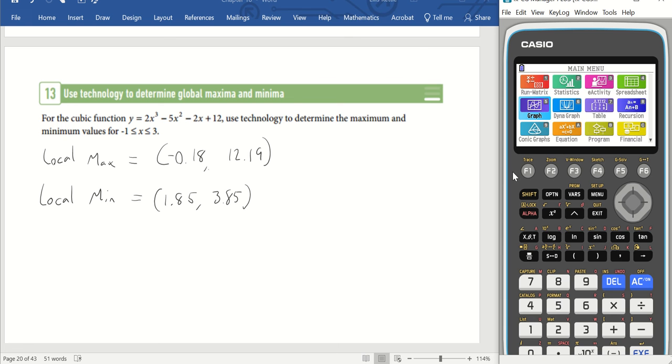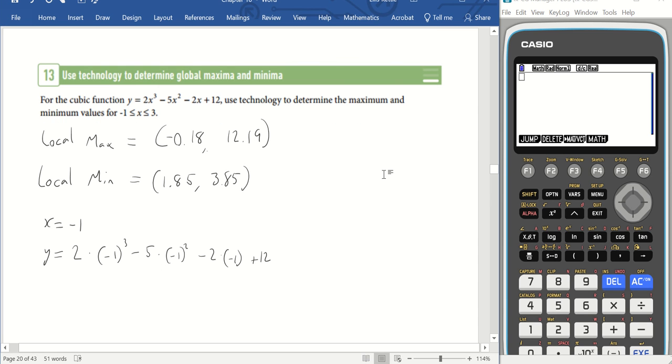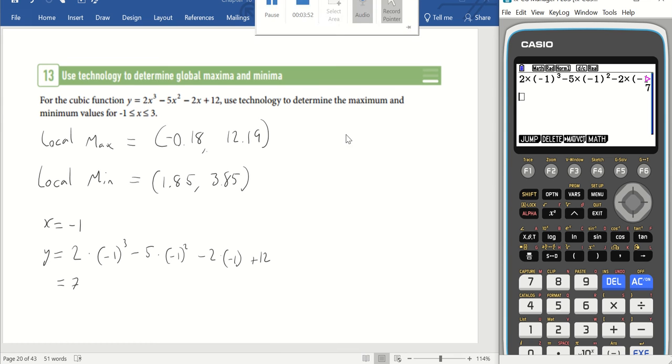So let's go through and do that. Alrighty, so for the lower bound, which is x equals -1, this is what we'll be evaluating. So after substituting in, you can see I've got 7 as the y coordinate. And as we can see, this can't be either a minimum or a maximum, for it is smaller than our local maximum and it is larger than our local minimum. So this point here is a nothing point. It is just the end point.